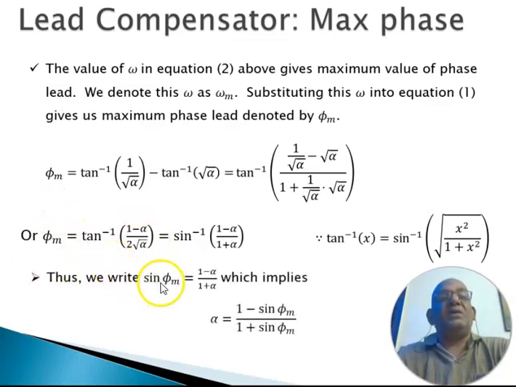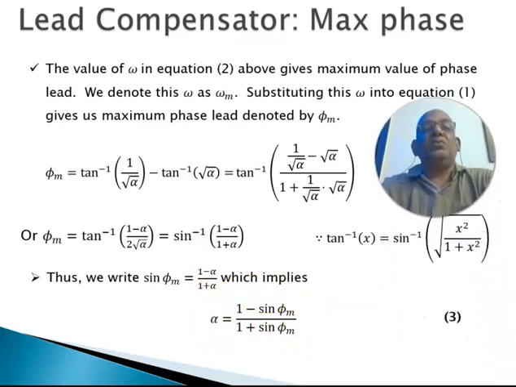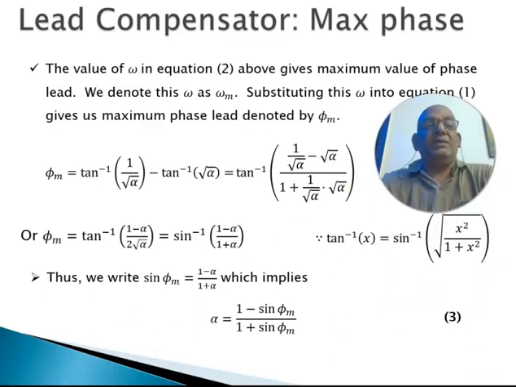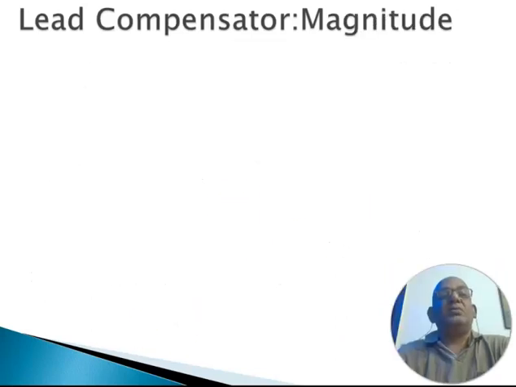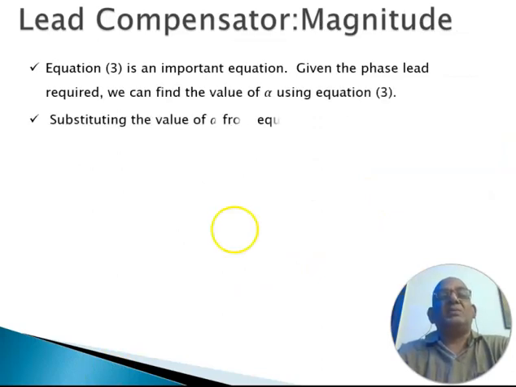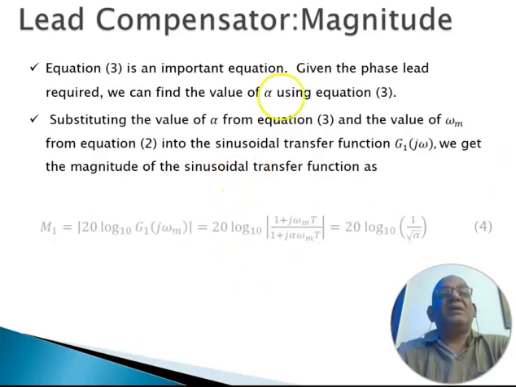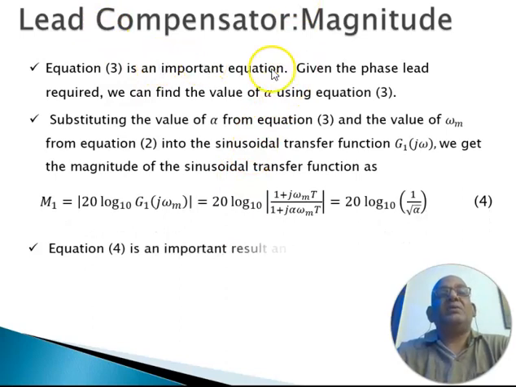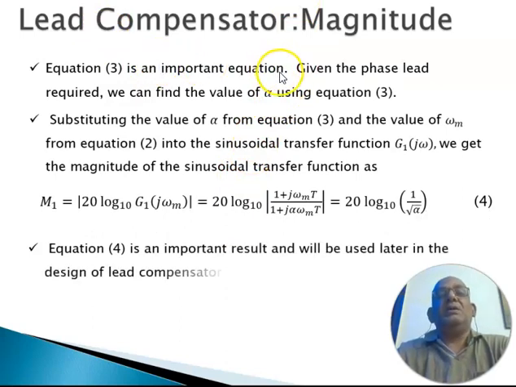Sine phi m is 1 minus alpha by 1 plus alpha. So alpha is 1 minus sine phi m by 1 plus sine phi m. This equation 3 you need to remember carefully. To initiate the required information for the design, we see that equation 3 is a very important equation. Given the phase lead, we can find the value of alpha using equation 3.